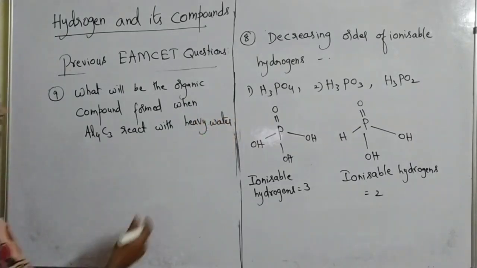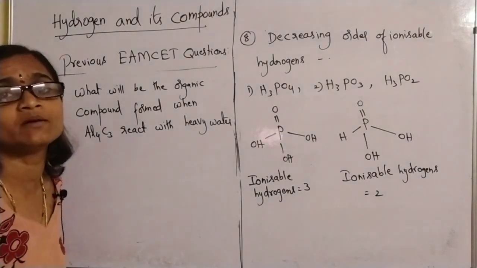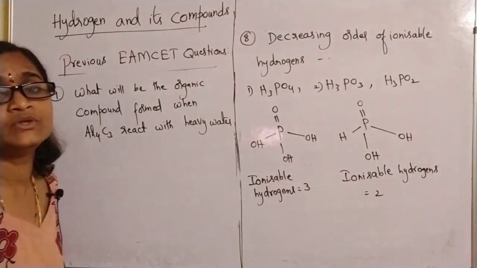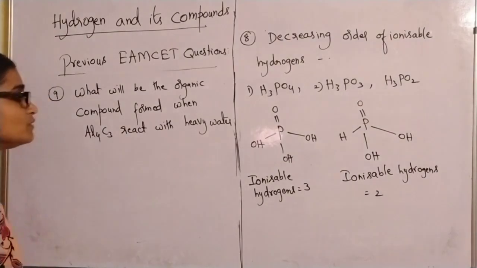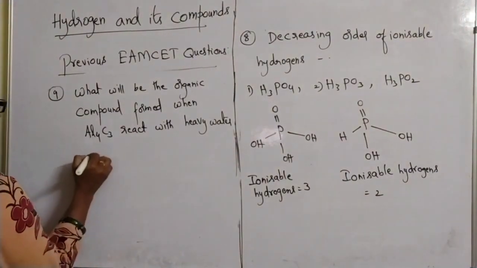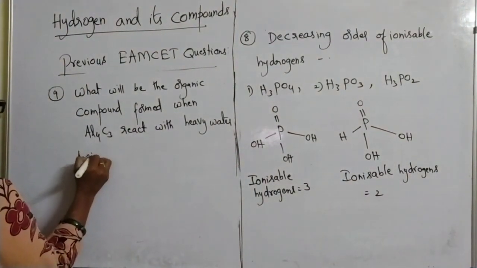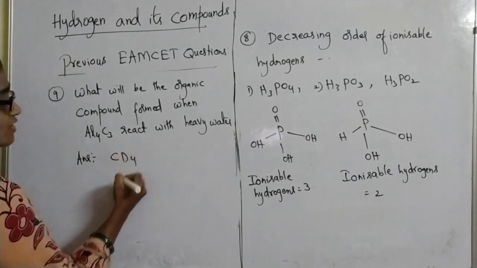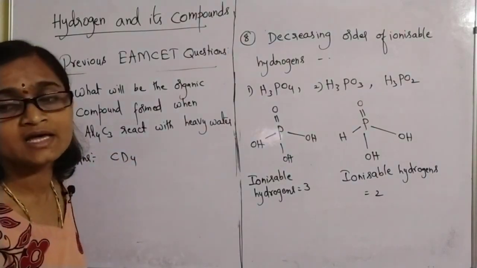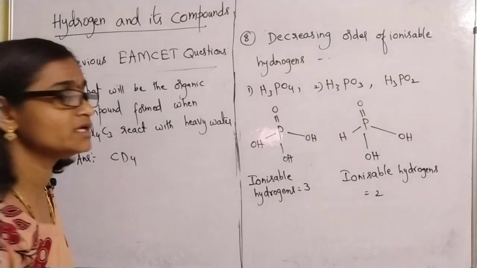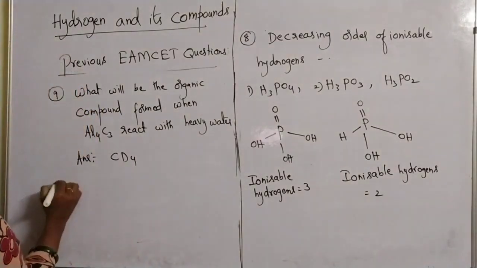Normally if aluminum carbide reacts with normal water, you will get methane. Here you will get deuteromethane. Okay, CD4. Answer is CD4. Instead of CH4, you will get here CD4. Now deuteromethane is the answer.